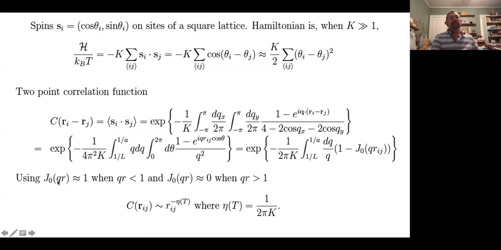This is the zeroth order Bessel function, and we can approximate J_0(qR) as about 1 when qR is less than 1, and 0 when qR is greater than 1. So this spin-spin correlation function behaves like the modulus of R_i minus R_j to the minus η(T), where η(T) is just 1 over 2πK.